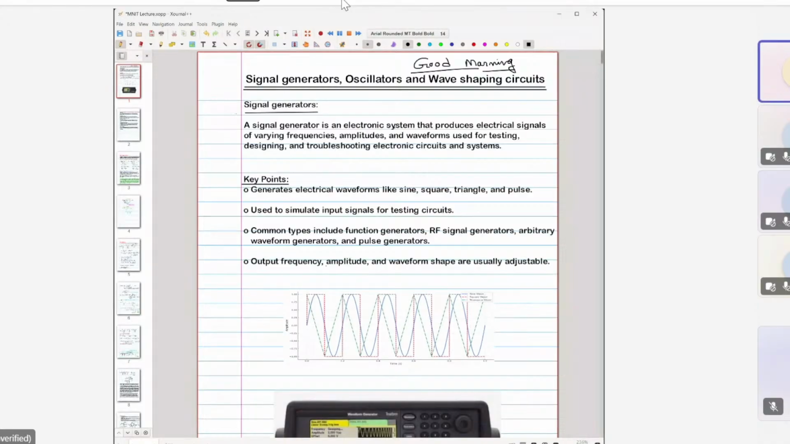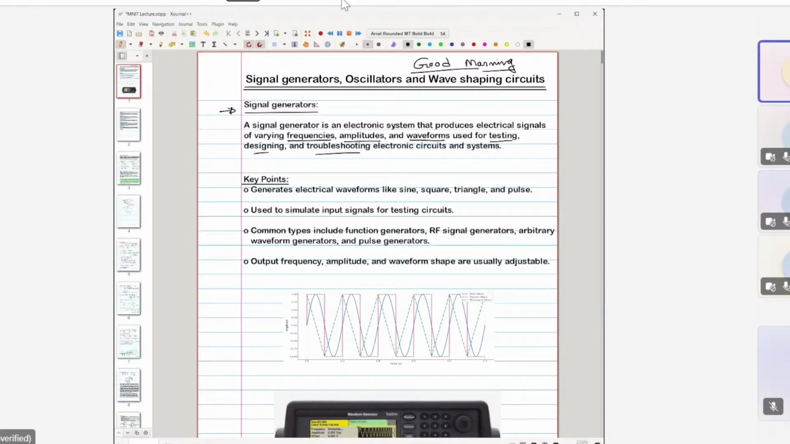So what is a signal generator? All of you know what a signal generator is. A signal generator is an electronic system by which you can produce different electrical signals. Different electrical signals means they can have different waveforms. And you should be able to vary their frequencies and amplitude at the same time. You can use the signal generator as a source of signal, and also for testing, designing of different circuits as well as troubleshooting different circuits.